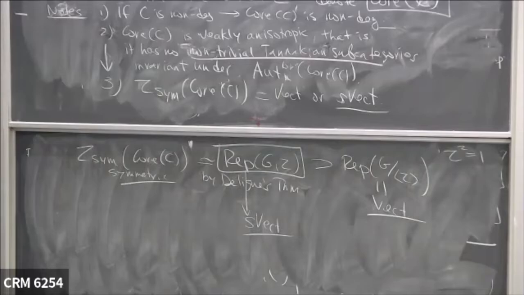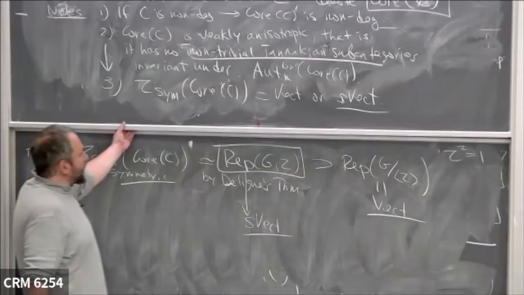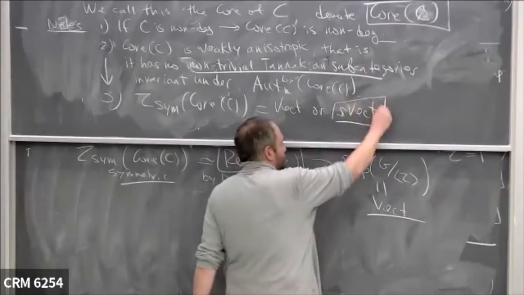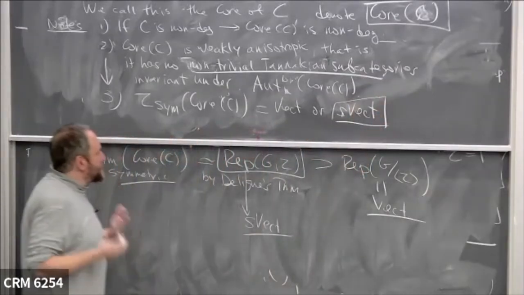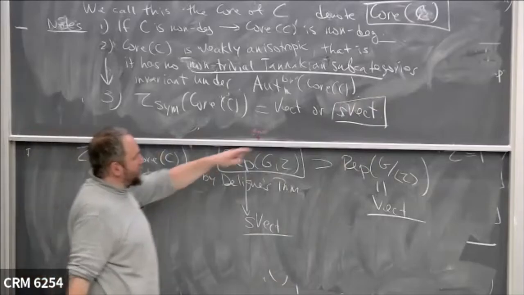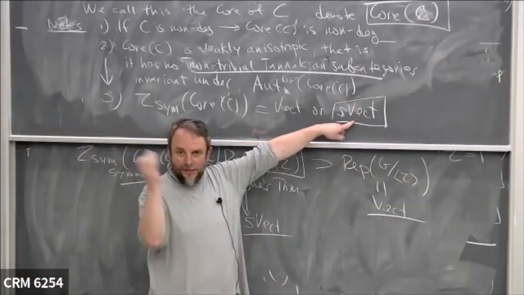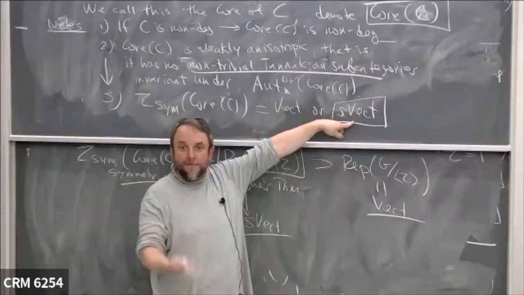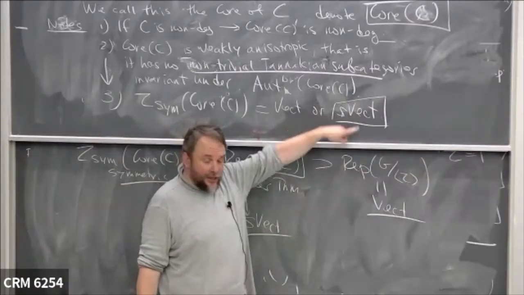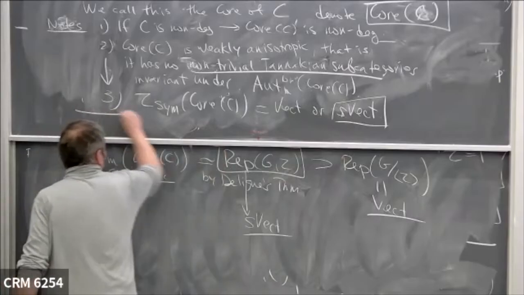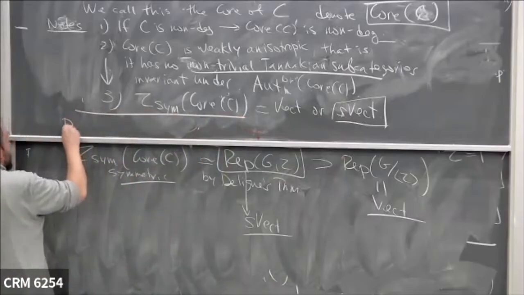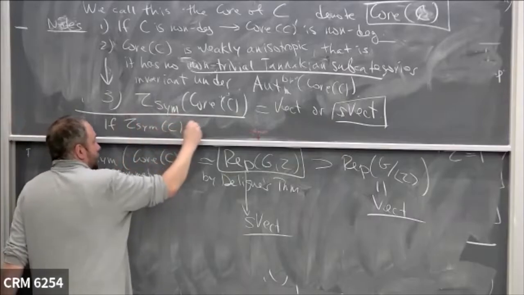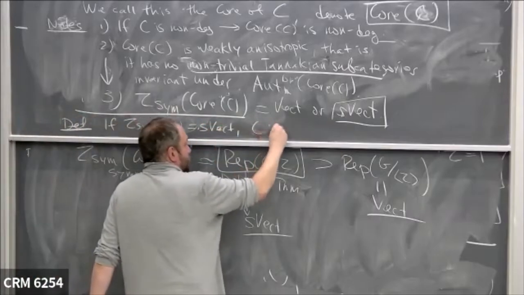So, you see, if your symmetric center is the category of supervector spaces, then, well, unfortunately or fortunately, there is nothing else that you can do. You cannot really kill this category of supervector spaces. You have to live with this situation. So such categories are called slightly degenerate. Definition: if the symmetric center of C is supervector spaces, C is called slightly degenerate.